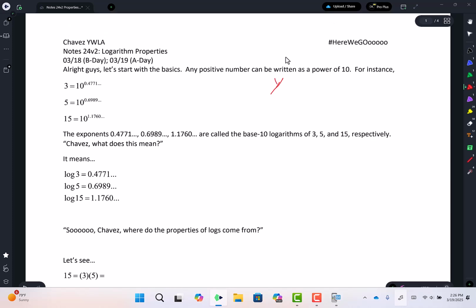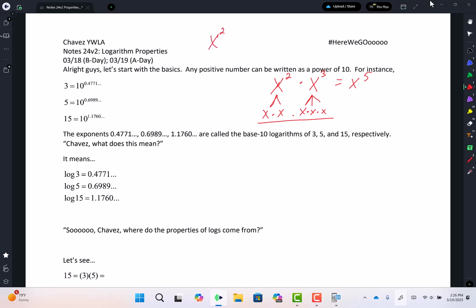Let's do something that we should know, hopefully. X squared times x cubed. Well, x squared means x times x, and x cubed means x times x times x. How many x's do you see here that are being multiplied? So that's x to the 5th. So what's the rule for a product when you're doing exponents? I'm going to write the rule right here. X to the power m times x to the power n. You're going to add up the exponents. X to the power m plus n. Do you guys remember that? Cool or not cool?